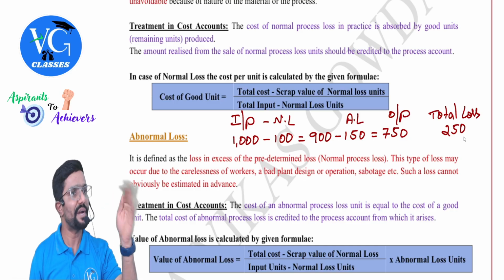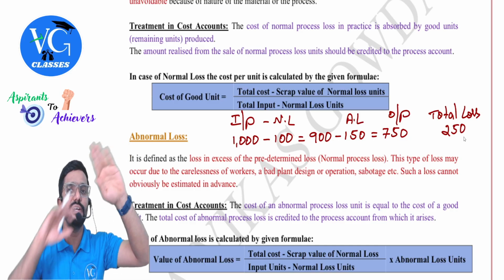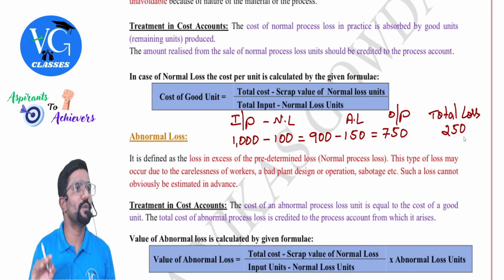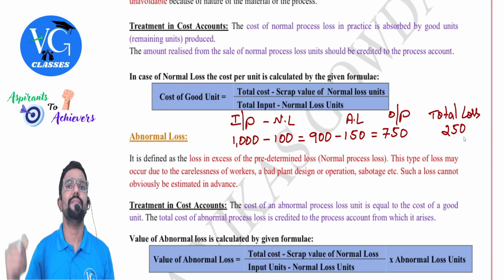Why? Because we have to reduce it from the cost. Now I cannot go and deduct it on the debit side. So instead of doing it, what do I do? I will give a credit.